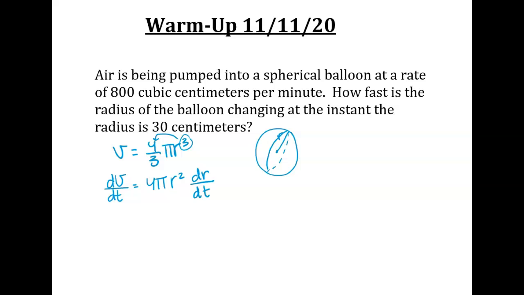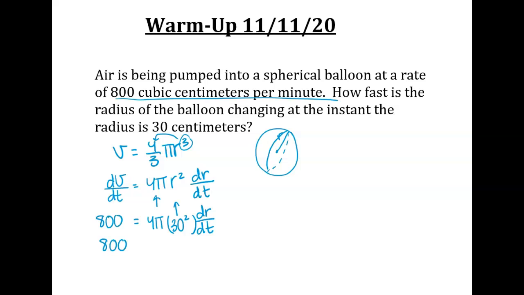Okay, now what do we know? How fast is the radius changing at the instant the radius is 30? So I know the radius is 30, so that's 30 squared. I don't know dr/dt, that's what I'm trying to find. 4 pi can stay. Rate of change of the volume is the rate at which air is being pumped into the balloon. So that's 800 cubic centimeters per minute. So dV/dt is 800.